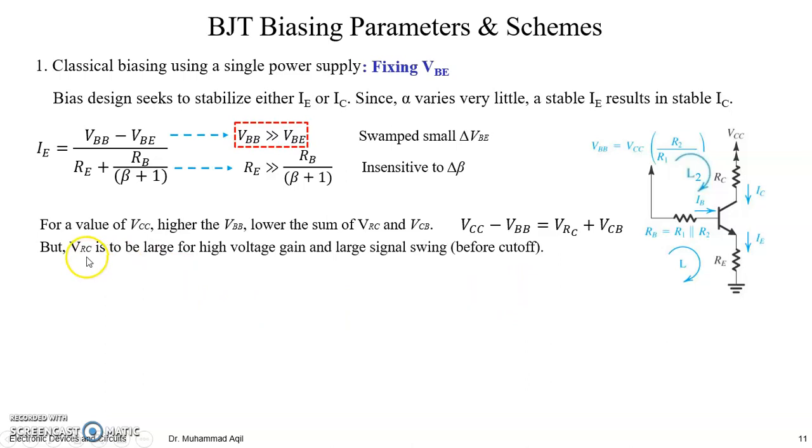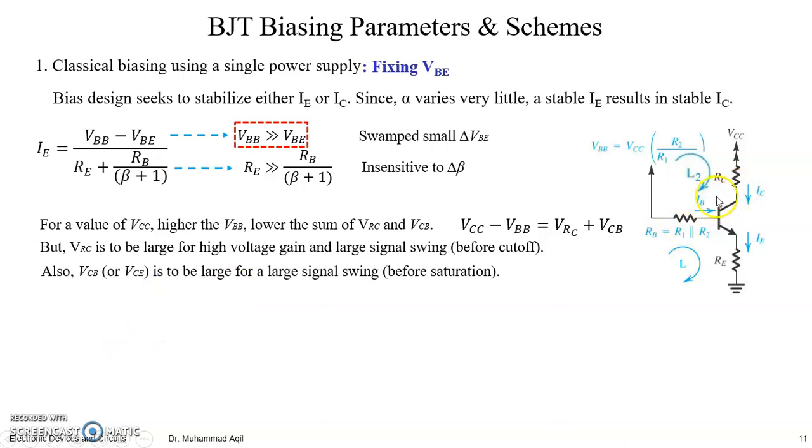Yes. VRC is required to be large to have a high voltage gain. If VRC is large, then for an input AC signal you would have a change in current, the voltage across this resistance will change, and then the collector to emitter voltage will change to give a voltage swing. But if you have less voltage across this one, then you would have less swing.